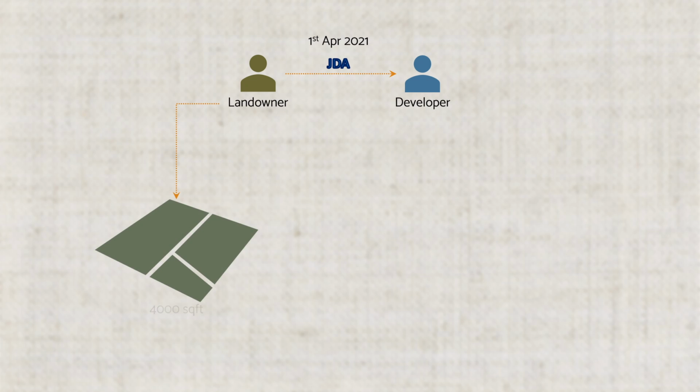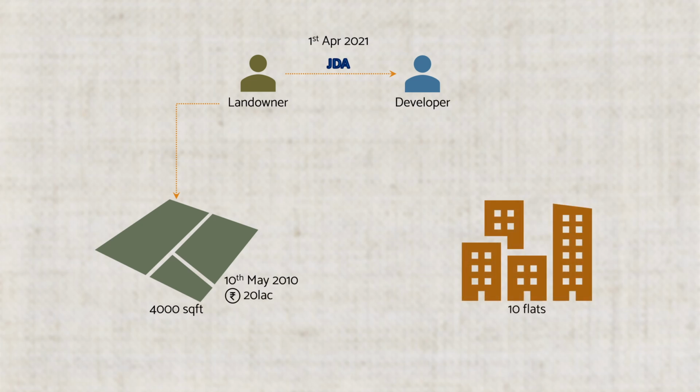Let's say you are the landowner and you enter into a JDA with a developer on 1st April 2021. As part of this JDA, let's say you give your land of say 4,000 square feet which you had purchased on say 10th May 2010 for rupees 20 lakh. Now this land is given to the developer to construct 10 flats, out of which you get 6 flats and the remaining 4 flats would be the developer's share. On 1st April 2021 itself, let's say the developer pays you an advance of rupees 10 lakh which is directly credited to your bank account.